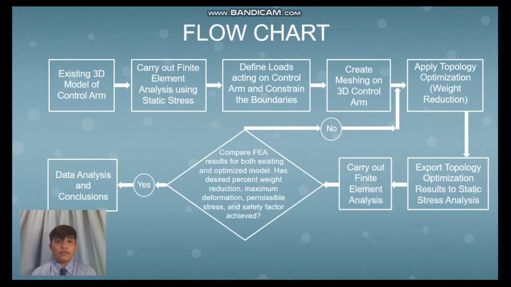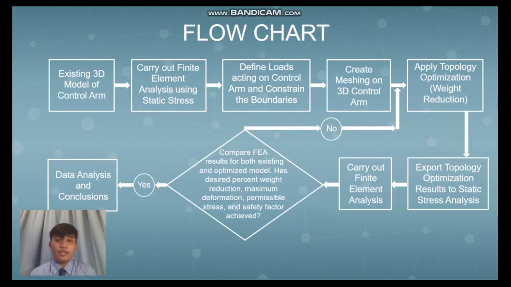So here's the flowchart, and it will be divided into two phases. The first phase includes the creation of a 3D model of the existing design for the lower control arm and carrying out its finite element analysis using static stress simulation. For the second phase, this includes the rest of the flowchart, which is mainly about the design optimization. Various parameters shall be defined and multiple cases shall be presented.